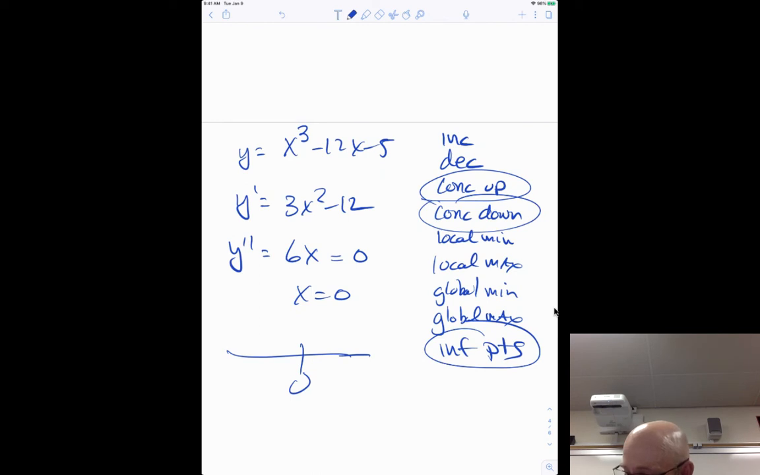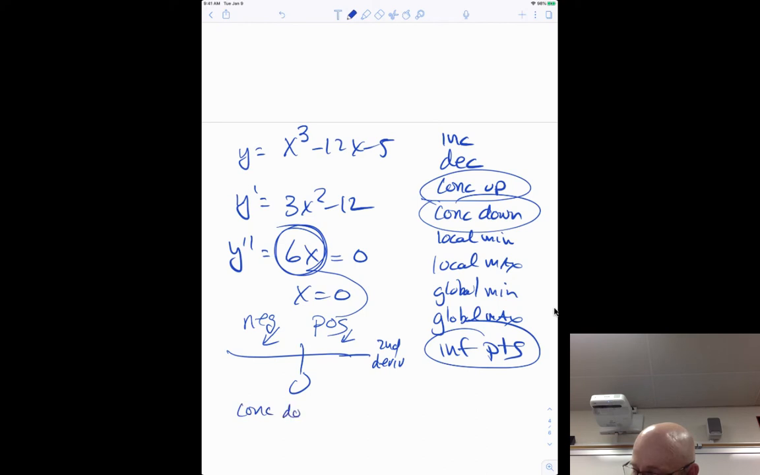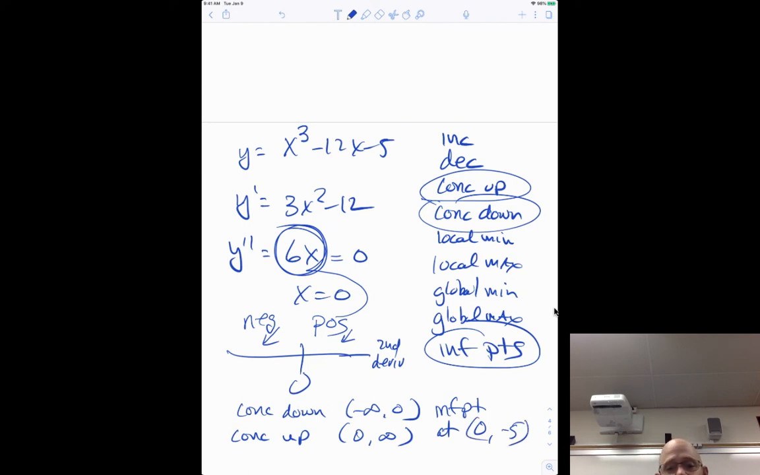So now I'm going to plug numbers in, but I'm going to plug them into the second derivative, not the first derivative, because the second derivative is going to tell me concavity. So I plug in a negative number, I get out a negative. I plug in a positive, I get a positive. So that means it's concave down from negative infinity to 0. Notice the interval notation. Concave up from 0 to infinity. And there's an inflection point at 0, and I can plug it in. It's actually -5 when I plug it in.